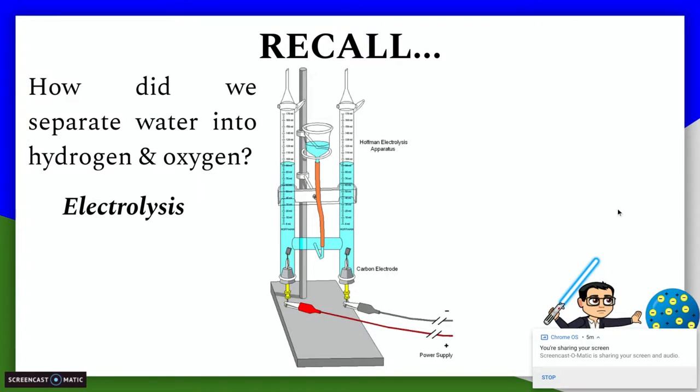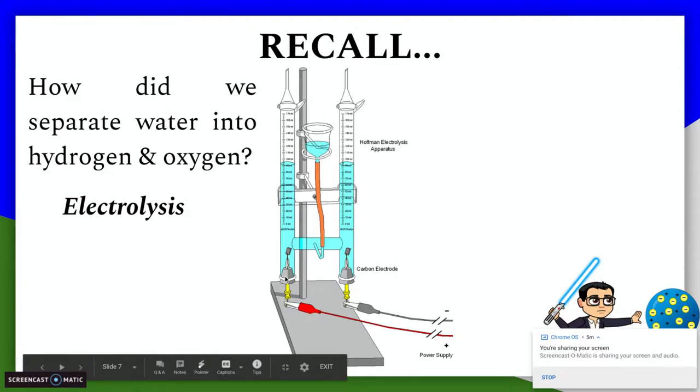All right, and so how do we separate water into hydrogen and oxygen? We used electrolysis. And so make sure you write that in your notebook, especially with the observations from the video, that when you apply electricity, you're able to separate water into hydrogen and oxygen. But something is in that electricity that is causing the water to split into hydrogen and oxygen.